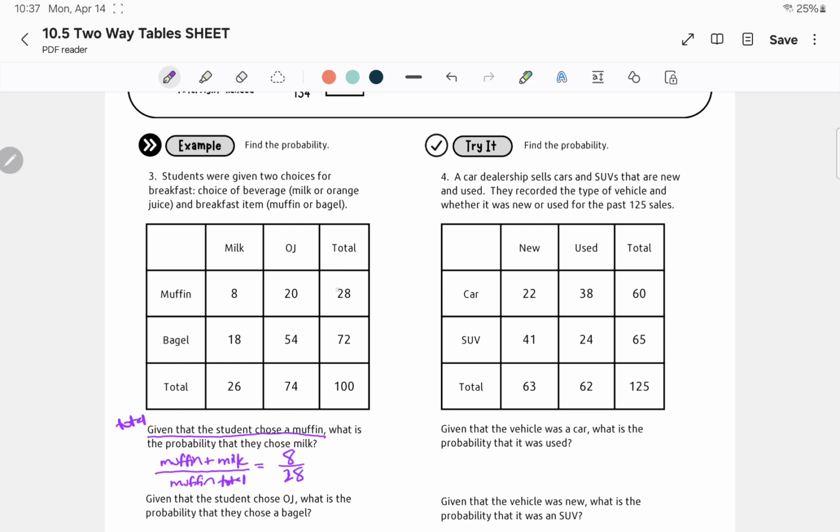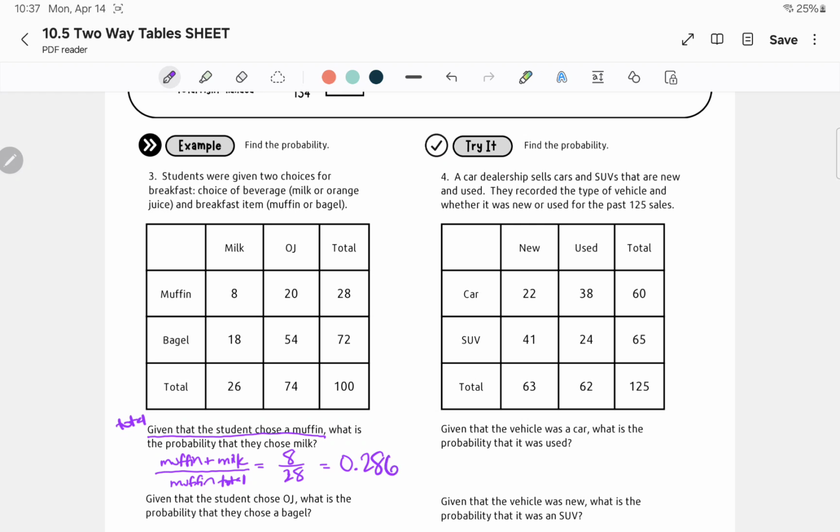So make sure you look in the right place, okay? So does this make sense? That 8 people chose milk and muffin. A total of 28 people chose muffin. So the probability that they chose milk, if they chose muffin, is 8 out of 28. And we're going to take our calculator and divide that. So 8 divided by 28 is, and let's round to the nearest thousandth again, 0.286.